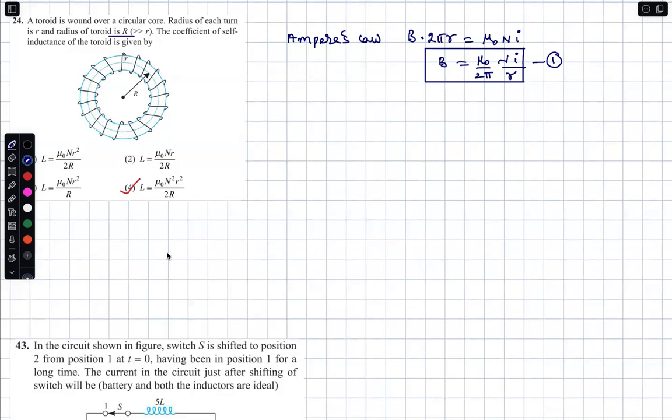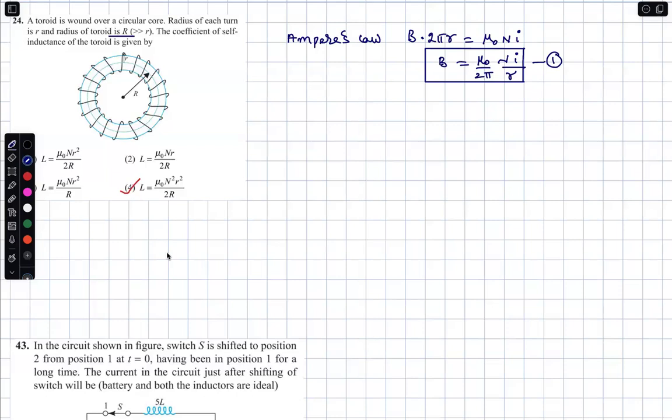Now this is B. Now this entire flux is, remember, this entire portion, one circle here, is of area pi r square. Flux is B into pi r square per turn. So the total flux is n times pi mu naught by 2 pi.